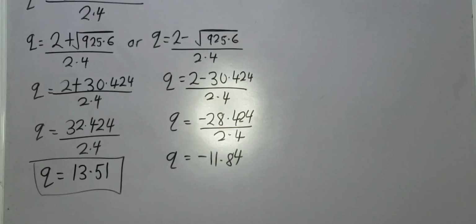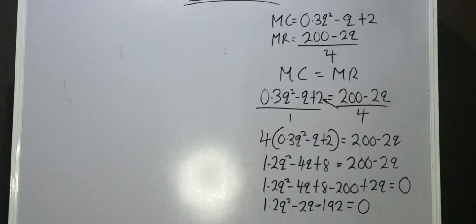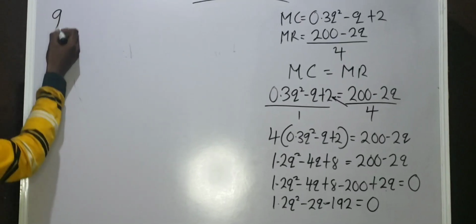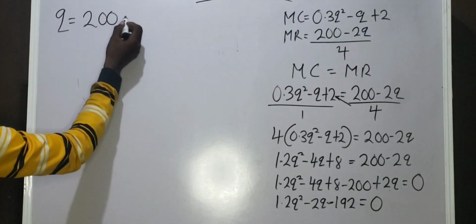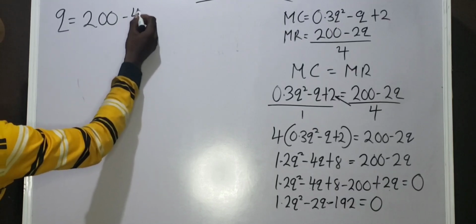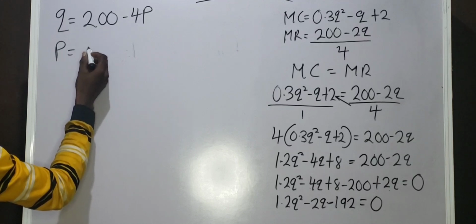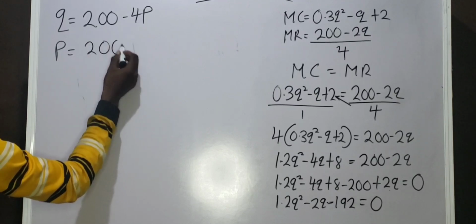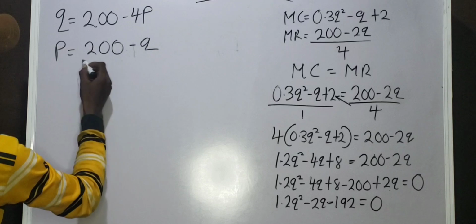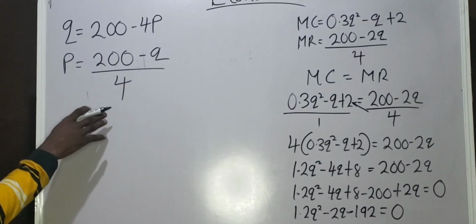Now we have determined the value of Q. That is the quantity that the firm sold in order to maximize profit. Now we want to know the price that this quantity must be sold at. That is what the question was talking about. Don't forget that we are given that the demand schedule is Q is equals to 200 minus 4P. And when I make the price the subject of the relation, I got that P is 200 minus Q all over 4. That is the price schedule.